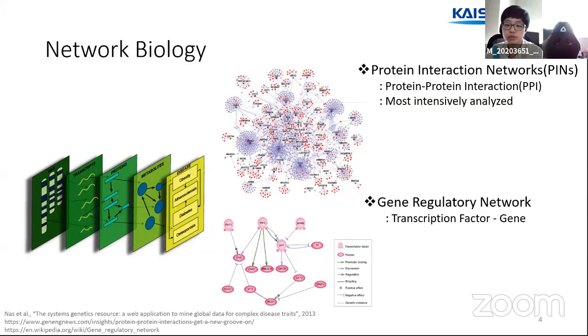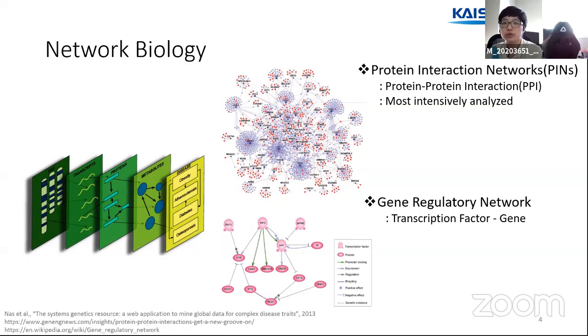Here are some examples. Protein-protein interactions are gathered into a protein interaction network. It is the most intensively analyzed network. Proteins can recognize and bind target molecules by their structure, and many proteins are used as enzymes in the cell. They can cause numerous reactions like metabolism, signaling, and gene expression.